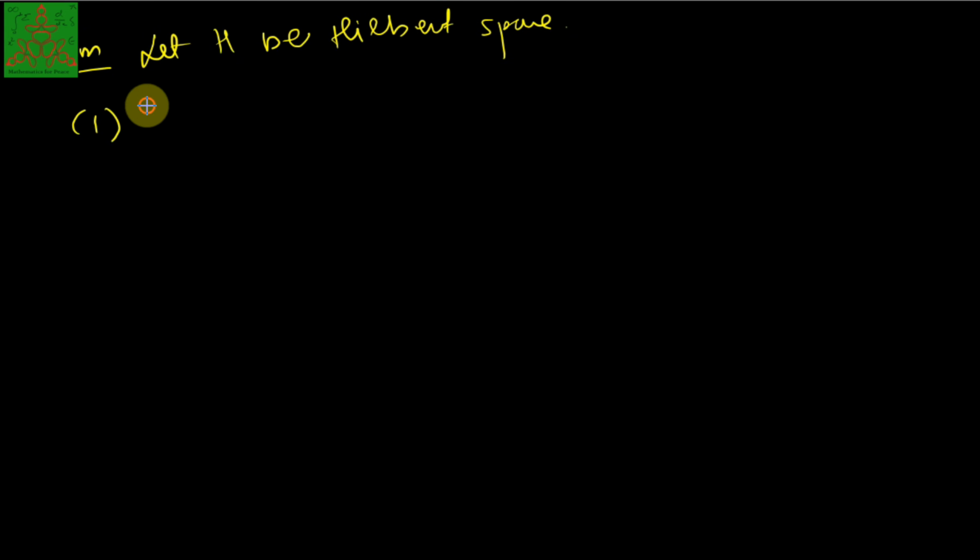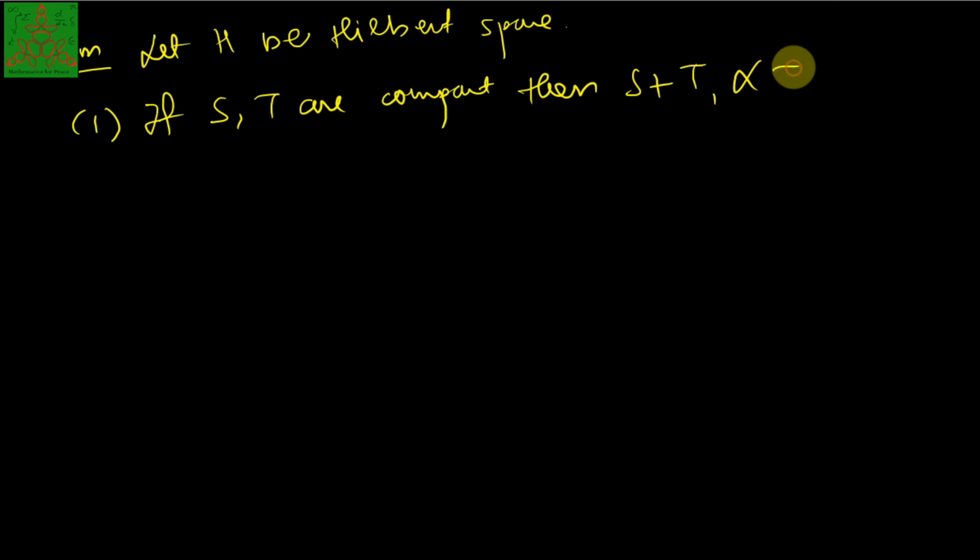Let's have one more and last result. Let H be a Hilbert space, and this result is talking about the algebra of compact operators, which says that if you have two compact operators S and T, then S plus T and alpha times S are compact, where alpha belongs to K, that is a scalar.